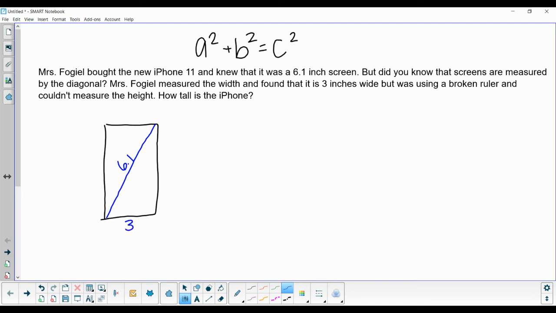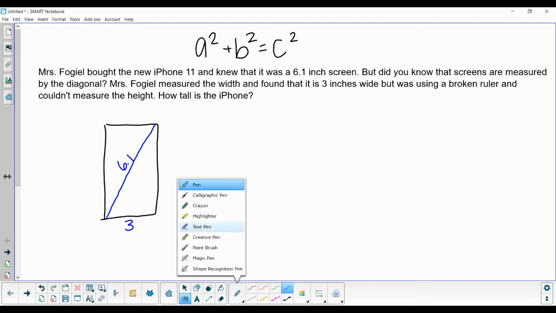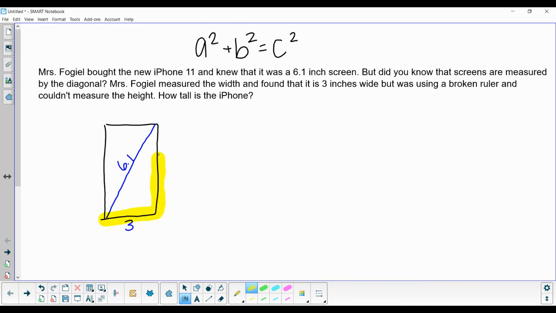So I know that I need to use triangles, and somehow I have this rectangle. But I can see that I have a triangle right here. And it says we need to find the height. So if I wanted to label this with a squared, b squared, and c squared, my right angle is here, so I know that that makes 6.1 my c. My a and b, or my legs, don't matter. It doesn't matter which one I use, either the 3 or the x. So I can set this up as 3 squared plus x squared equals 6.1 squared.